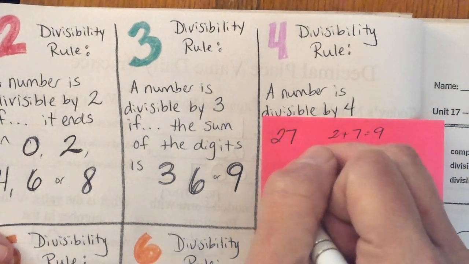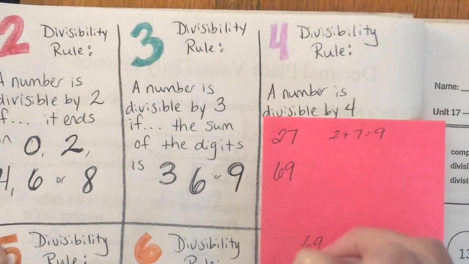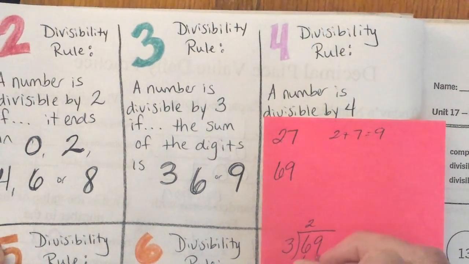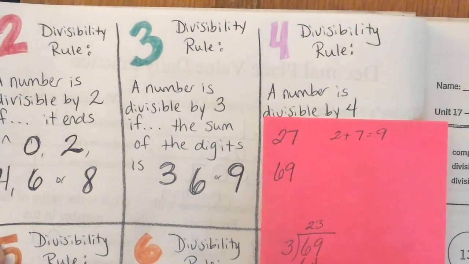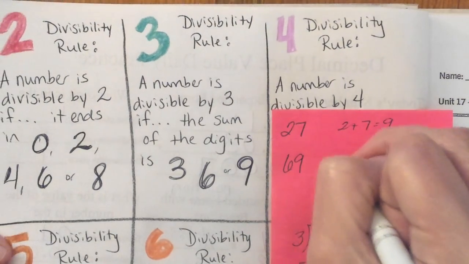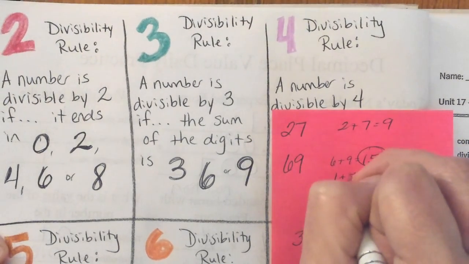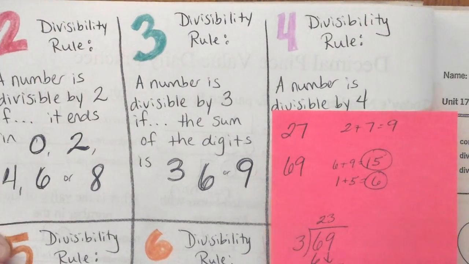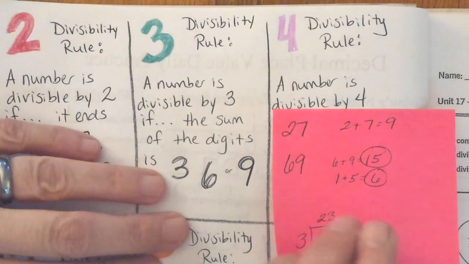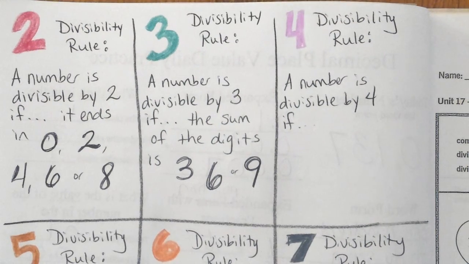If you take a number like, let's say, 69, if I divide 69 by 3, it will go in evenly. Well, I just did the math: 6 plus 9 is 15. 15 is still 2 digits, so I can add it again, and 1 plus 5 equals 6. So if you add up the digits, and you keep adding them until you get a single-digit number, if the number is divisible by 3, then that single-digit number will be 3, 6, or 9.